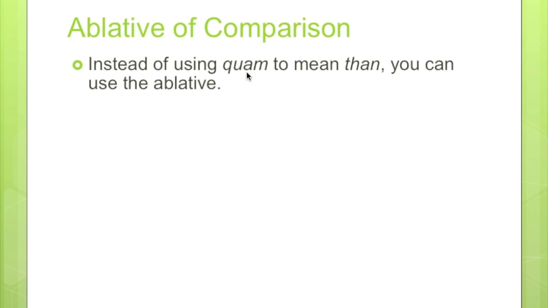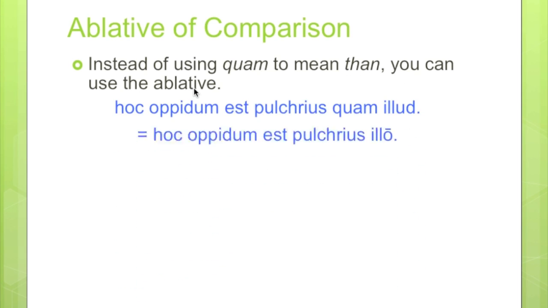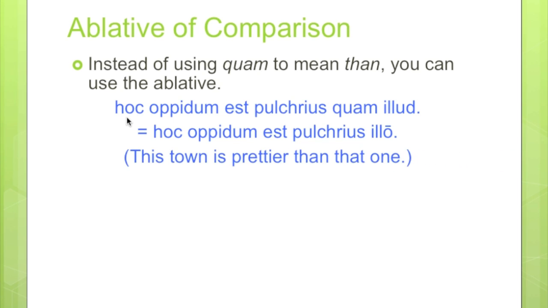Instead of using quam to mean than, you can use the ablative. Here's an example. Let's look at this statement. Hoc oppidum est pulchrius quam illud. This is the neuter of the comparative, and it's agreeing with the neuter word oppidum, and this means pretty. So this means this town is prettier than that one. Than that town, what's implied, than that one.